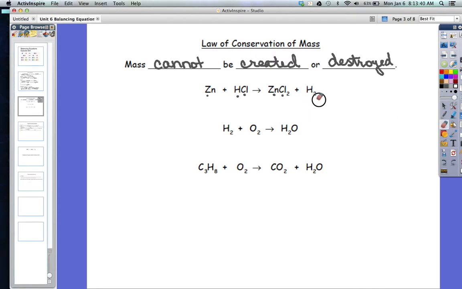Now, when you balance an equation, I'm going to show you an example of how to do that a couple of different ways, and you can work with whichever way is most comfortable for you. The first thing you want to do is look at what you have. You have zinc, hydrochloric acid, zinc chloride, and then hydrogen. And you need to have the same number of them on each side of the equation.